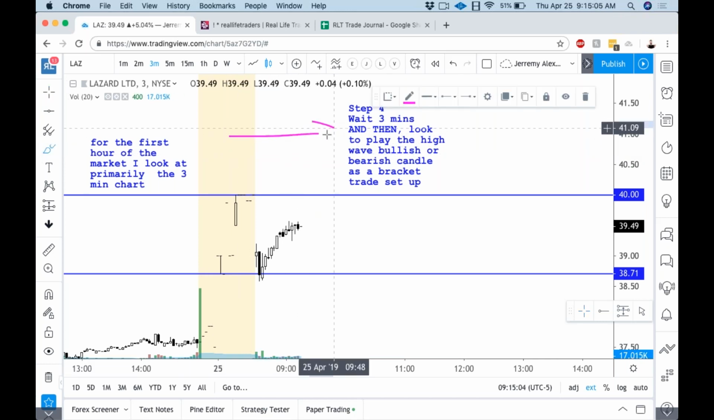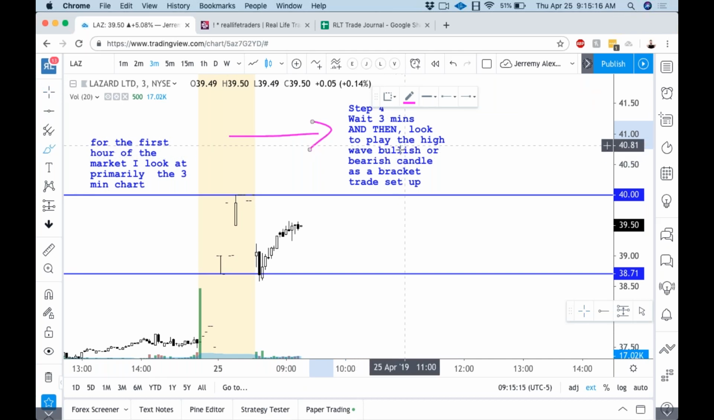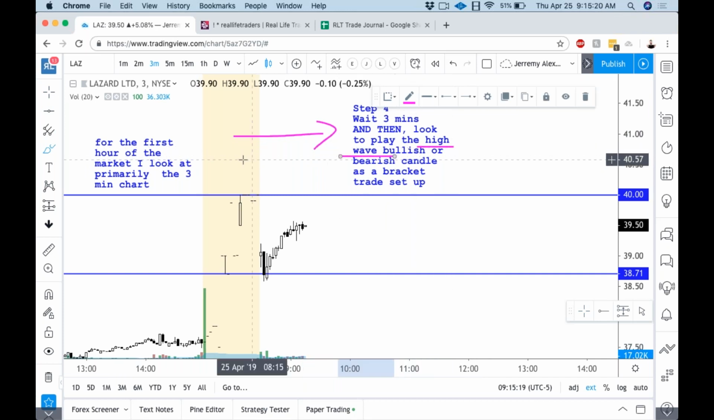So this is step 4. Wait 3 minutes and then look to play the high wave bullish or bearish candle. This is the second part of step 4, the high wave bullish or bearish candle. So if the candle is not a high wave candle, you can pretty simply move on from the trade. It doesn't mean you don't have to trade it. It just simply means that if you're looking for an exact specific setup, something that you could potentially program into a computer, an algorithm, a robot, you become robotic in your approach. You become so specific that you know exactly what it is that you're looking for. And as a trader, that's exactly what we want.